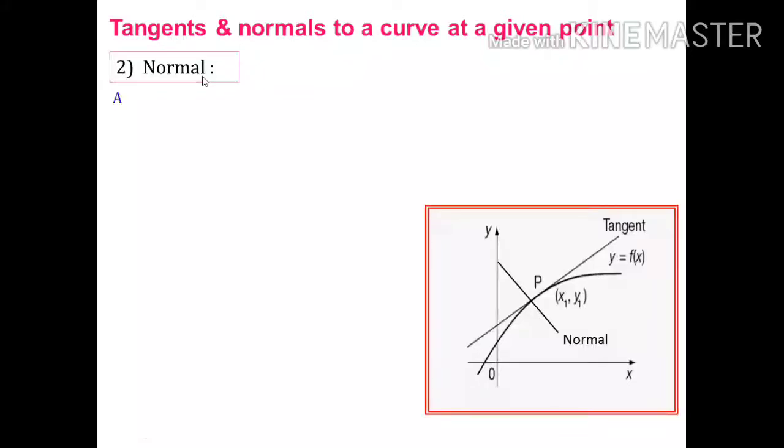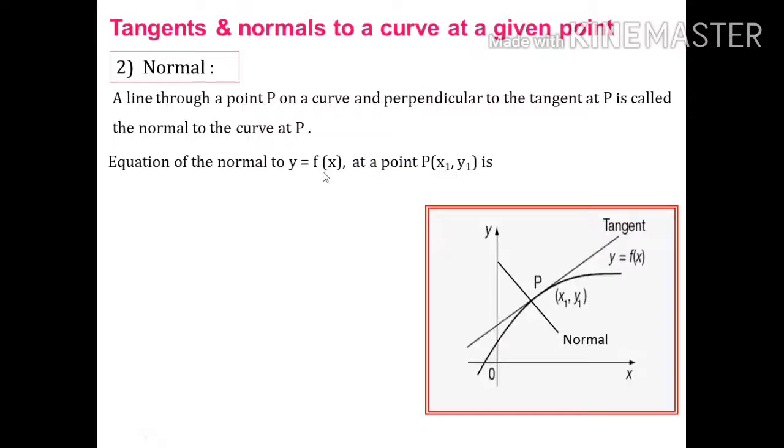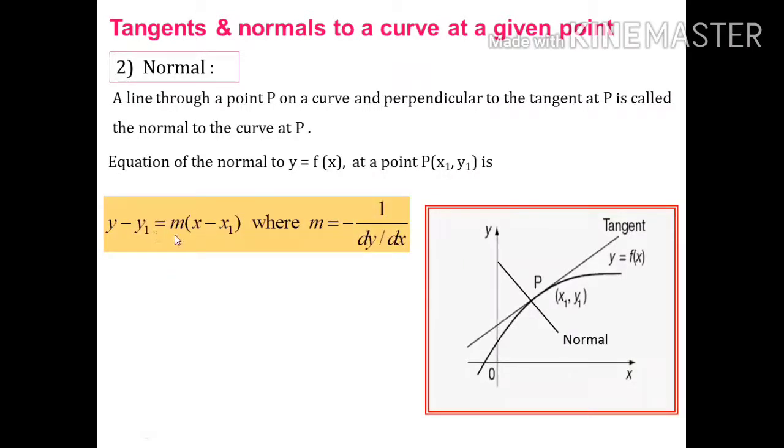So first, the normal: a line through a point P on a curve and perpendicular to the tangent at point P is called the normal to the curve at point P. That is the definition. Next, the equation of the normal to the curve y equal to f(x) at point P (x1, y1) is y minus y1 is equal to m times (x minus x1), where m, the slope of the normal, is obtained by minus 1 divided by dy upon dx. Using this formula, you can find the equation of the normal.